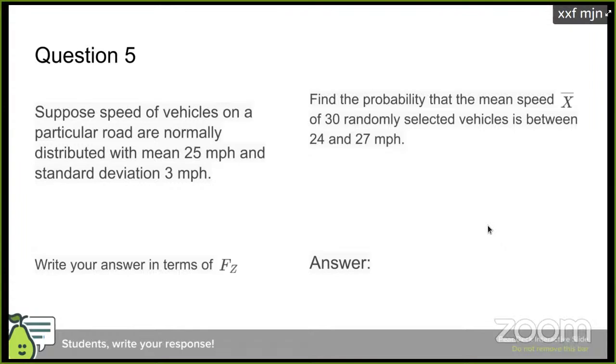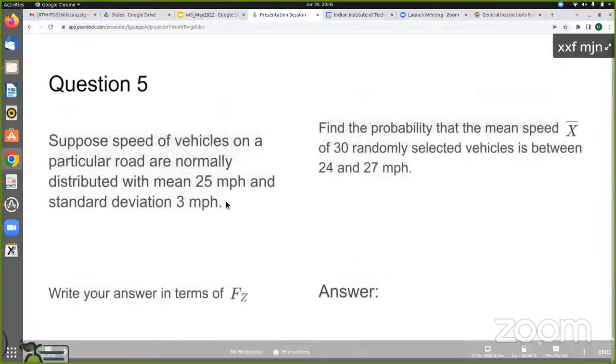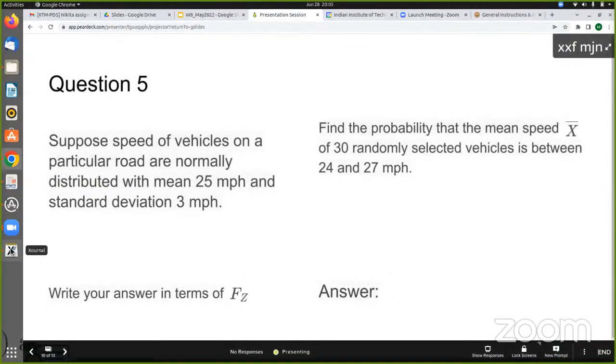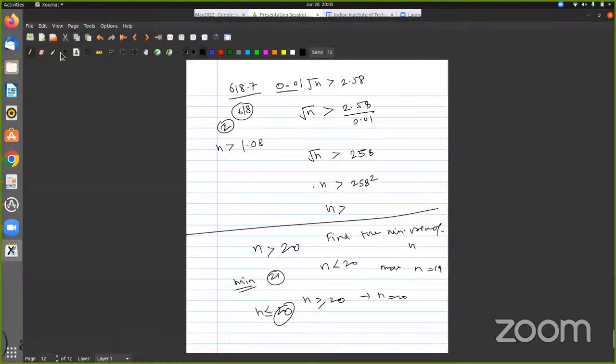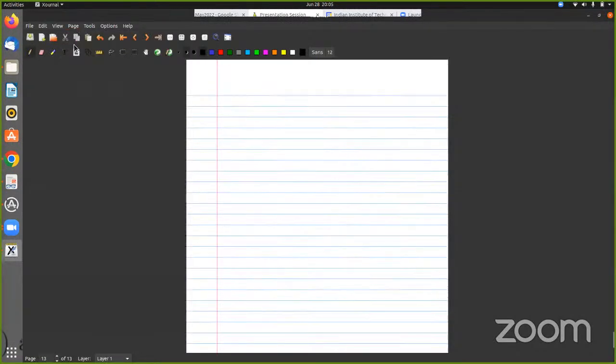So it should be x1. How can I write it in terms of x1, x2? x1 plus up to x30 divided by 30, right? And that mean equal to 25 and standard deviation equal to 3 are the distribution mean and distribution standard deviation. So this problem will look like this.